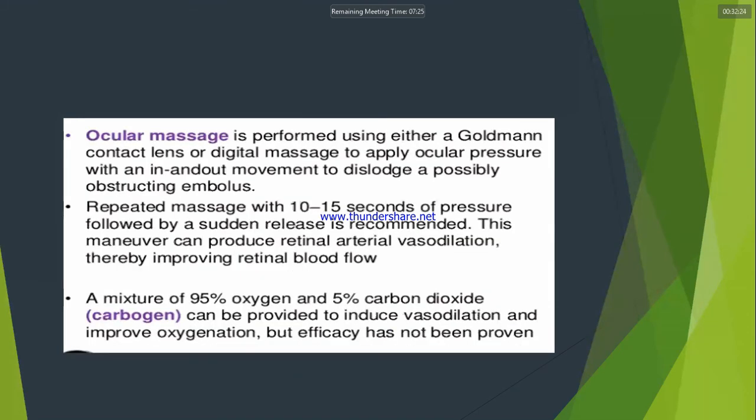So how will we do the ocular massage? It is performed either with a Goldmann contact lens or digital massage, applying ocular pressure with an in and out movement to dislodge a possibly obstructing embolus, and repeated massage with 10 to 15 seconds of pressure followed by sudden release is recommended. This maneuver can produce retinal arterial vasodilatation, thereby improving retinal blood flow. And a mixture of 95% oxygen and 5% carbon dioxide, carbogen, is recommended to induce vasodilatation.